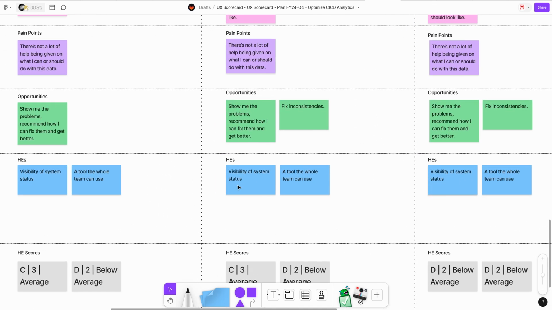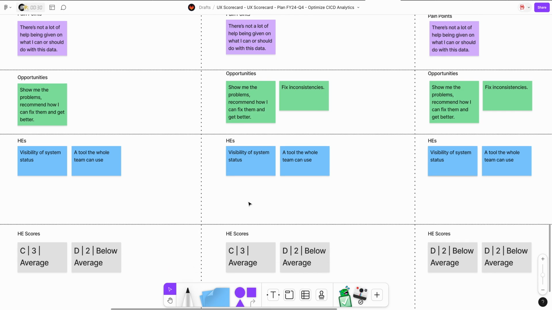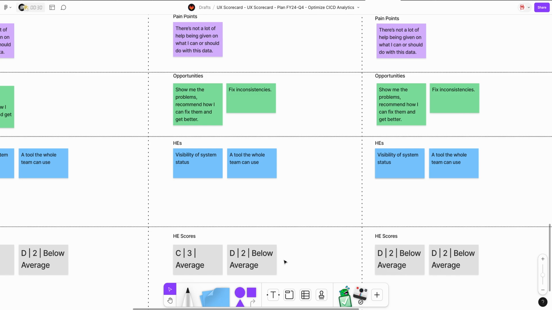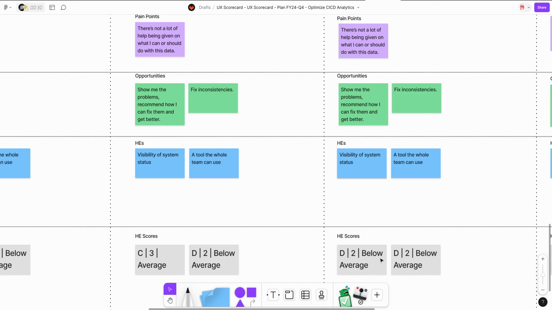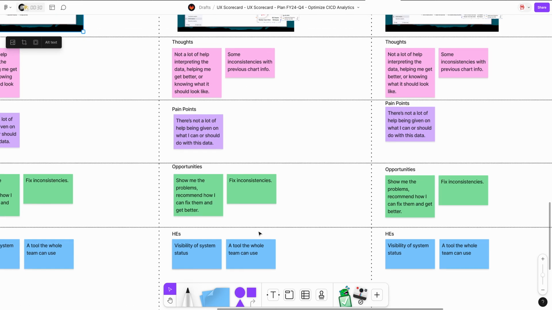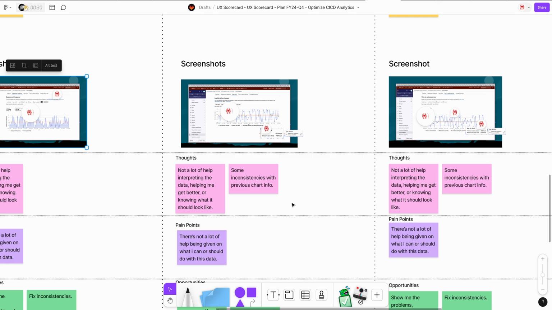Heuristics, same thing. Again, these heuristics are across. There weren't many specific heuristics that I could pull out, but visibility, C, and a D. Everything is going to essentially be a C or a D. The next screen that we're going to look at is D and D, and everything else is D and D, and that's because there are some inconsistencies compared to the previous screens that I would like to fix.